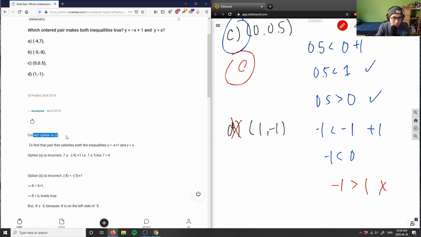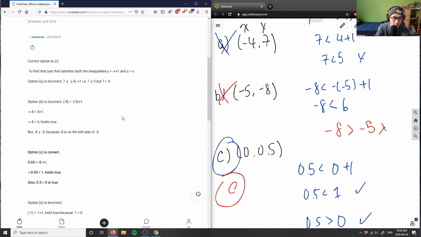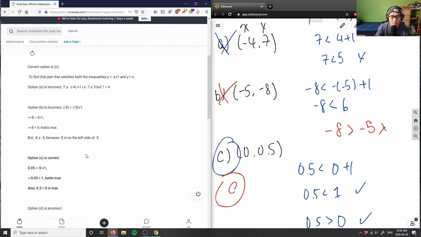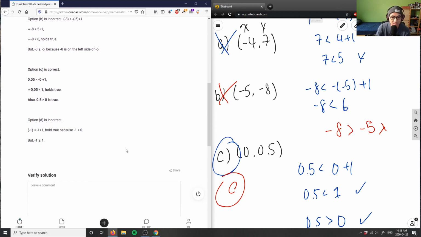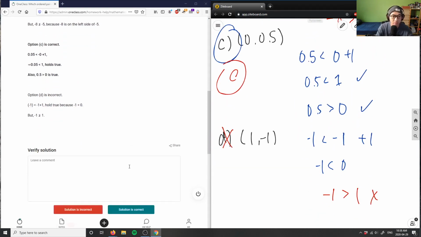And they got this as well. C is the correct answer. That's good. Let me just double check their work. So option A, they did this. That was correct. 7 is greater than 5, not less than 5. This holds true. That's good. But for B, negative 8 is less than negative 5, not greater than negative 5. C is correct. And then D is incorrect because negative 1 is not greater than 1. So the solution here is correct.